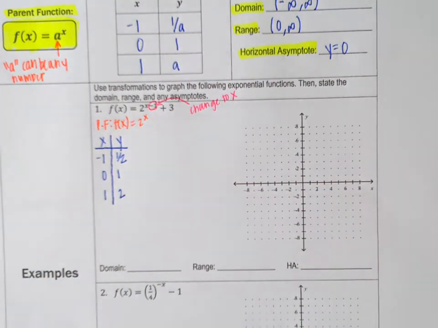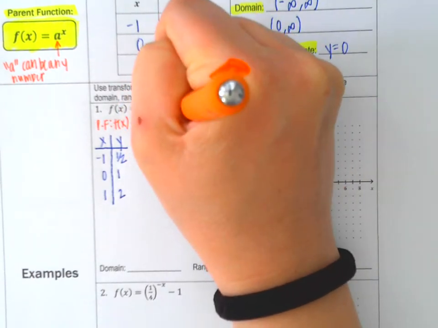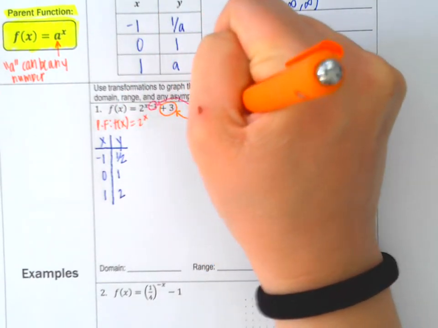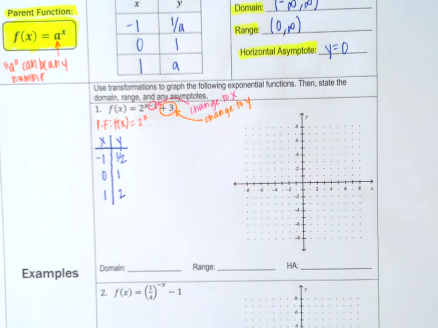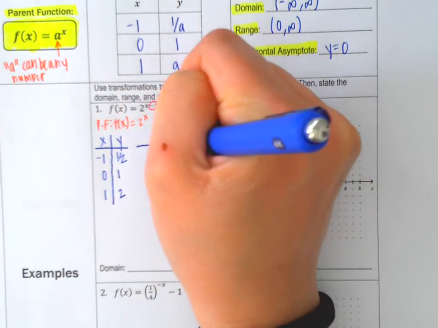Okay, and then we have the +3. Is the +3 within the function, or is it outside the function? If you're saying outside the function, you would be correct. So when it's outside the function, is that a change to the x or a change to the y? It's a change to the y. Okay, so we're going to use those transformations in our second table.